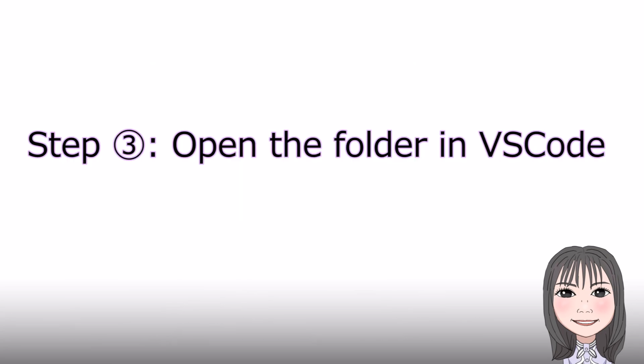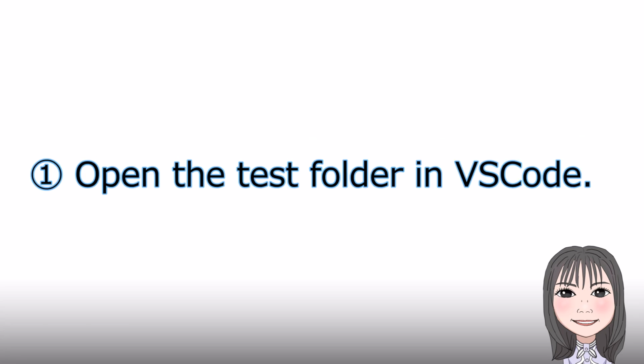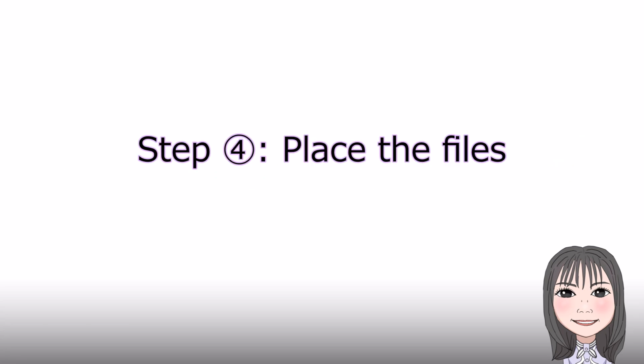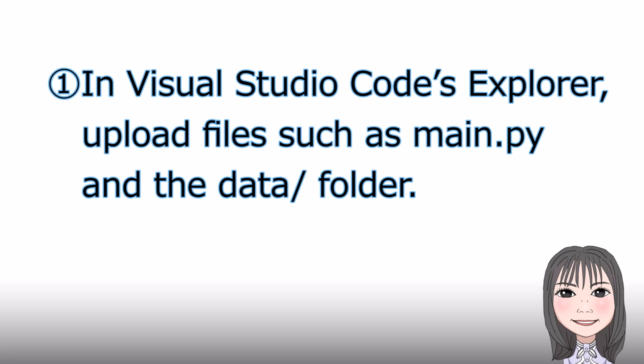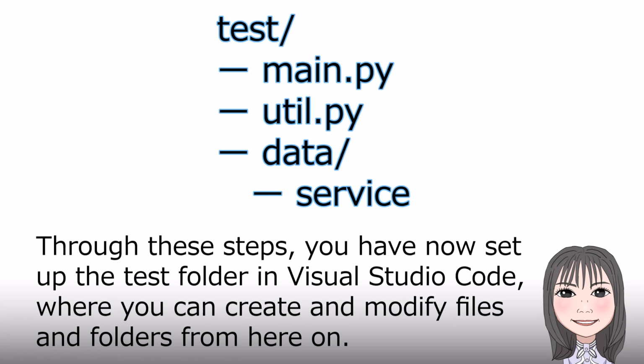Step 3. Open the folder in VS Code. Open the test folder in VS Code. Step 4. Place the files. In Visual Studio Code's Explorer, upload files such as main.py in the data folder. Through these steps, you have now set up the test folder in Visual Studio Code, where you can create and modify files and folders from here on.